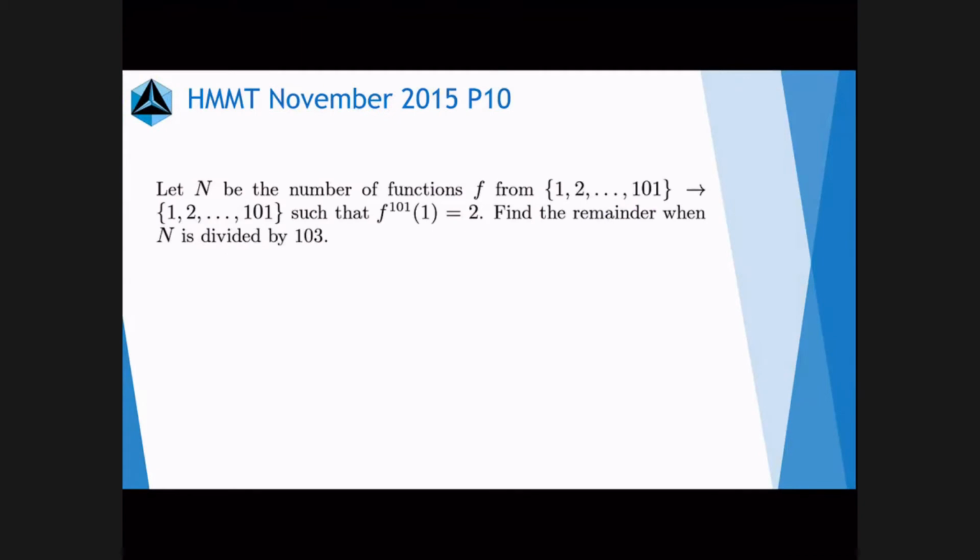And so we see this thematic phrasing of the problem. The functions are from 1 through 101 to 1 through 101, such that f to the 101 of 1 is 2. And we're trying to find the remainder when n is divided by 103.